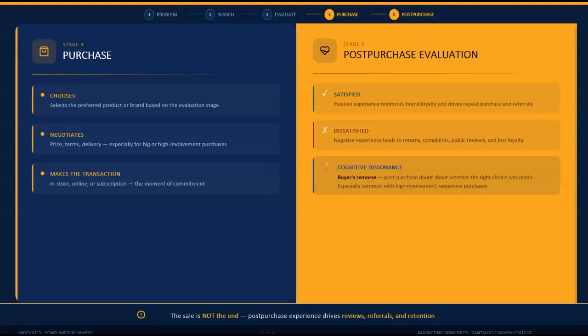Stage four is the purchase. You choose the product, select the product or brand based on the evaluation stage. You look at the price, terms, the delivery, especially for big or high involvement purchases. So, especially a cell phone, you're going to be putting a lot of money into that phone. You want to make sure everything that you're asking for is there, and also that the price is within what you were looking for. You make the transaction in store, online, or through subscription.